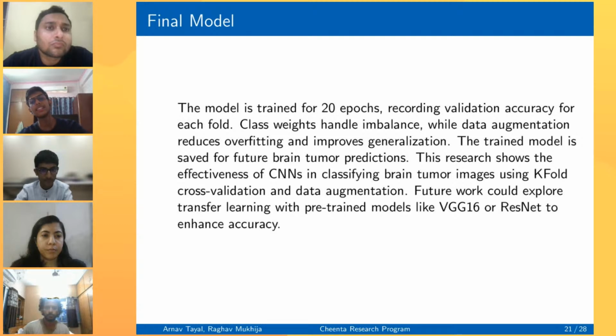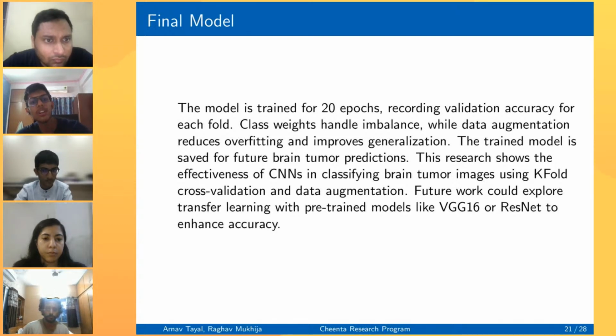The model is trained for 20 epochs, recording validation accuracy for each fold. It helps in the constant improvement of the model by adjusting the techniques. Epoch refers to one complete cycle through the entire training dataset when training a model.